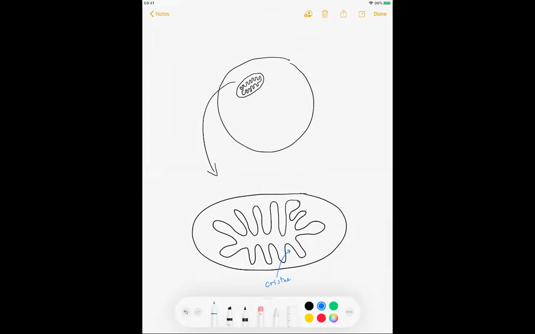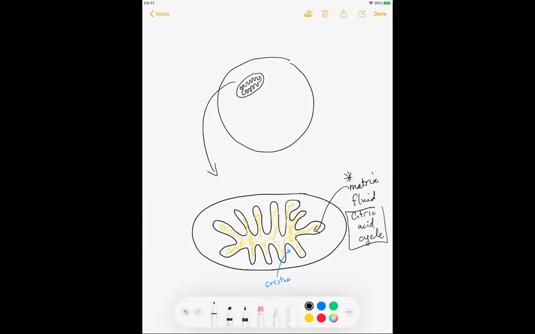of the mitochondria. And in the center of the mitochondria, there's all this fluid. So there's this fluid that exists within the mitochondria. And this fluid is called the matrix fluid. And that is where the citric acid cycle occurs. It's within the matrix fluid of the mitochondria.